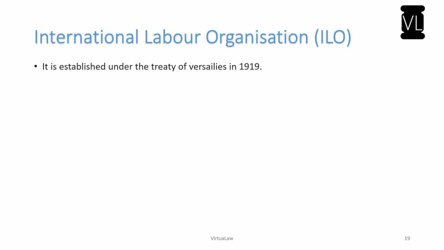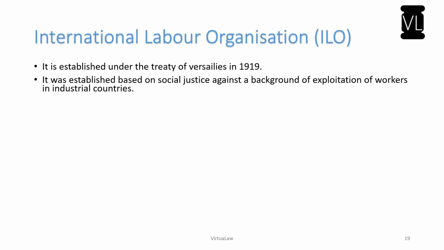Next, the ILO, International Labour Organization. It was established in 1919. As the name suggests, it is aimed at social justice, to prevent exploitation of workers in industrial countries. In industrial countries the work is done majorly by labor rather than automation. More labor is involved, and hence their rights have to be protected.